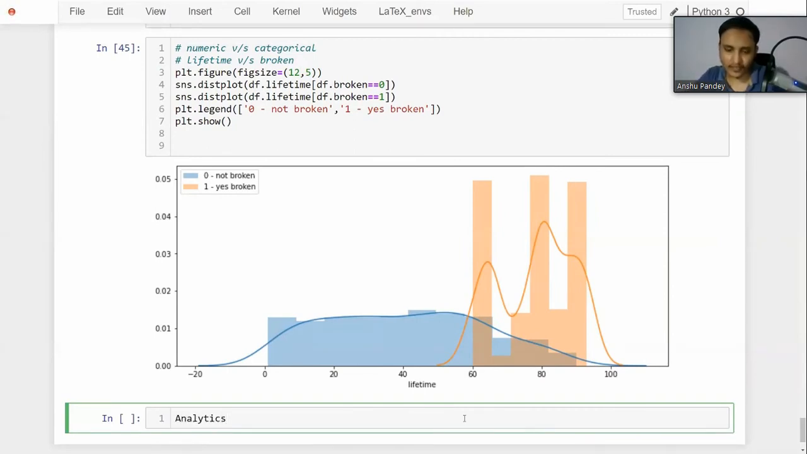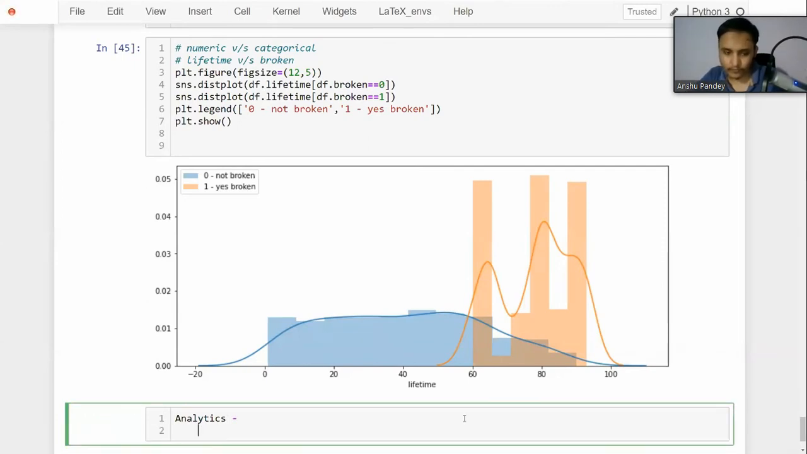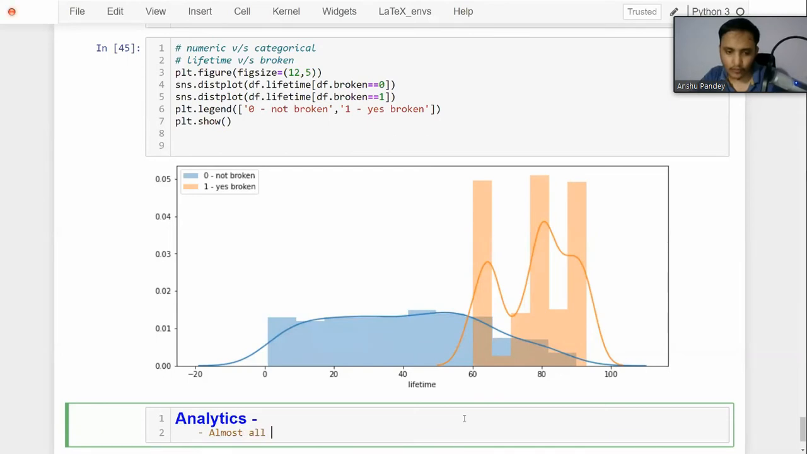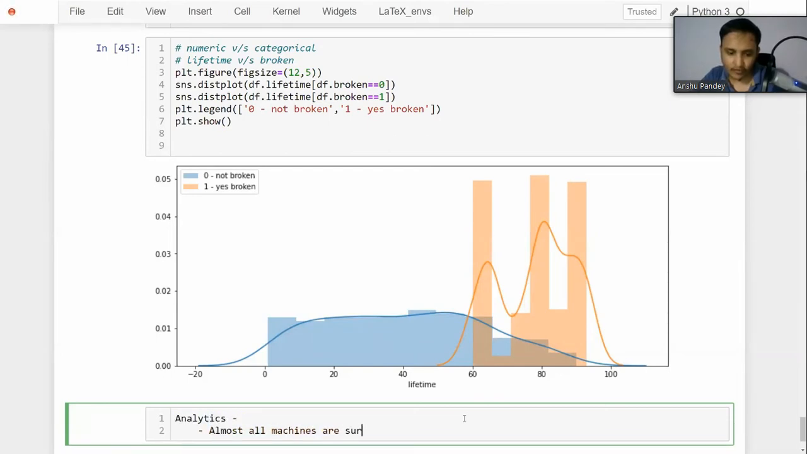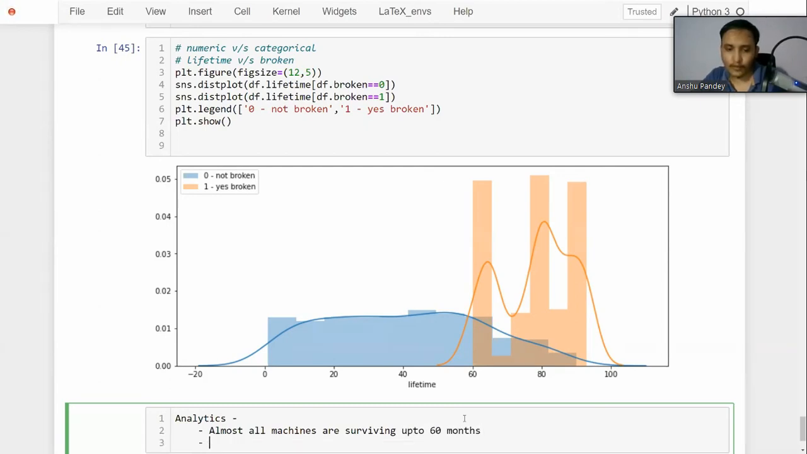So we can say that the analytics that exists here is almost all machines are surviving up to 60 months, so up to 60 months they are not getting damaged. After 60 months, the machines are starting to get damaged. This is one of the patterns that exist.